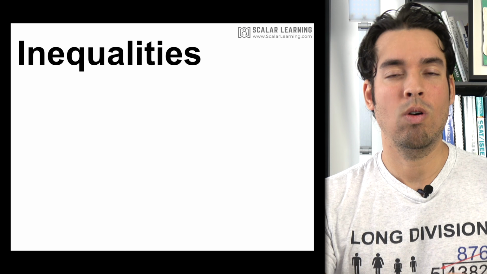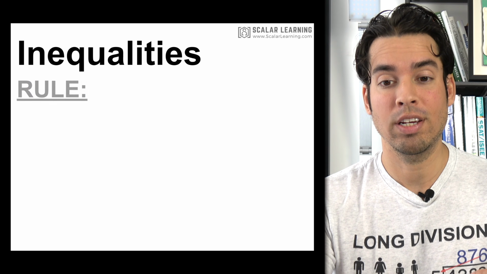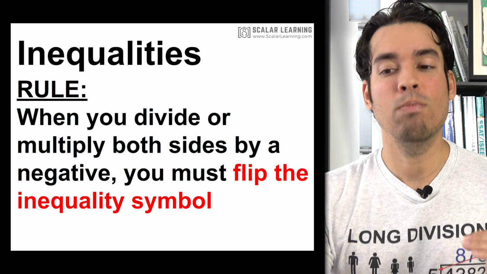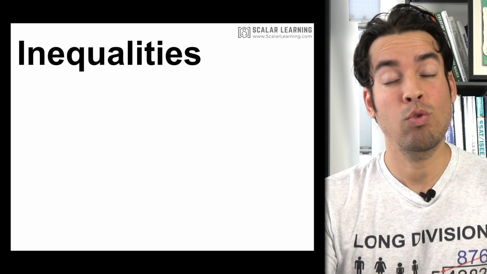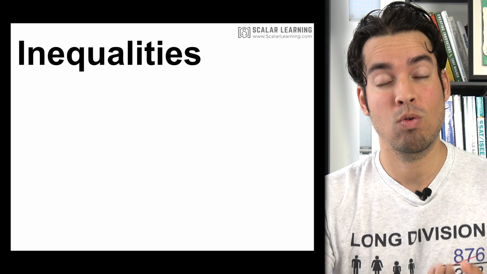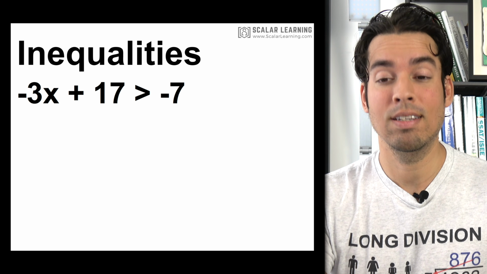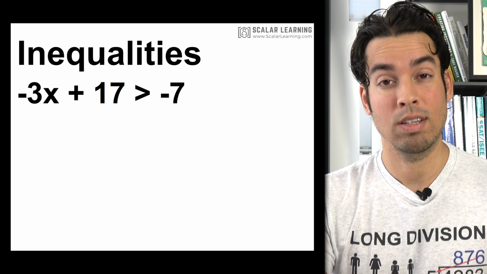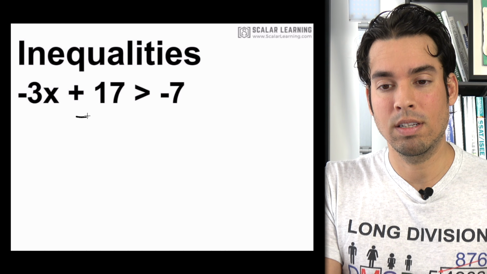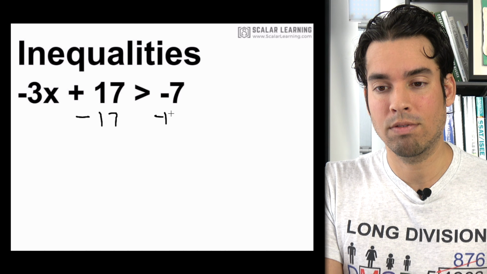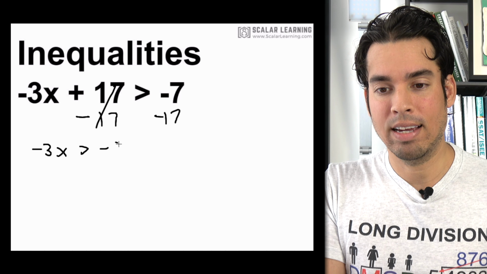When we're dealing with inequalities, there is one rule that you've got to know that is tested pretty frequently on this SAT, which is that when you divide or multiply both sides by a negative, you must flip the inequality symbol. So here's a quick example of when you must flip the inequality symbol to get the right answer. We've got this inequality, negative 3x plus 17 is greater than negative 7. All right, let's solve. Again, I'm going to follow the standard protocol, isolate. So first I'm going to get rid of the 17 because that's farthest away. Let's subtract 17 from both sides, and I get negative 3x is greater than negative 24.